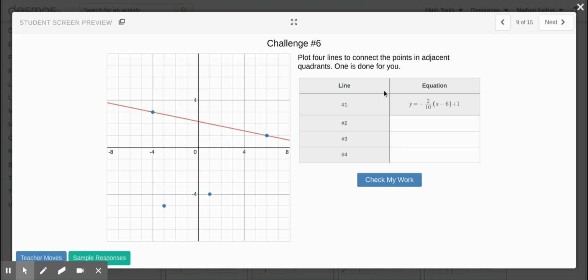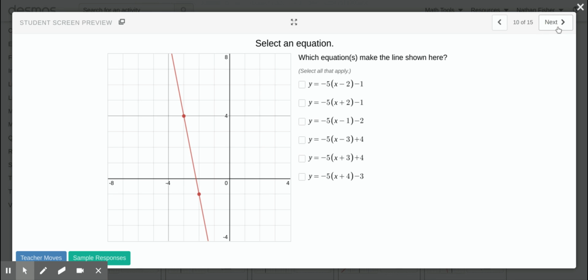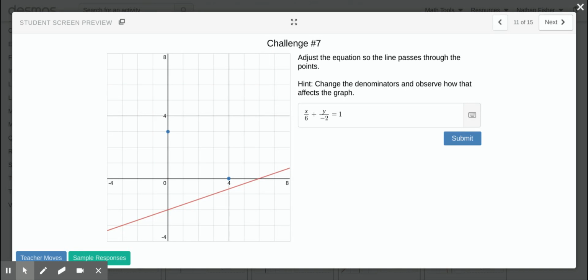Slide number 9. Plot 4 lines to connect the points in adjacent quadrants. One is done for you. This is getting us closer to point slope form, so I'm going to skip this one for right now. You could do that. You would just need to either mimic the equation they have here with your own numbers or just project where onto the y-axis it would actually cross. Let's see if there's any more with slope-intercept form. If not, we might wrap up here.